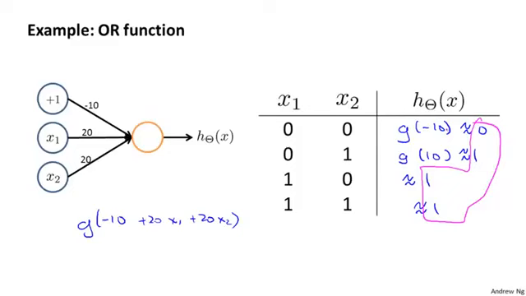In the next video, we'll continue building on these examples and work through a more complex example. I'll show you how a neural network with multiple layers of units can be used to compute more complex functions like the XOR function or the XNOR function.